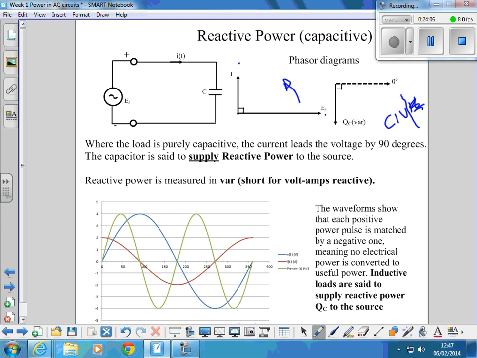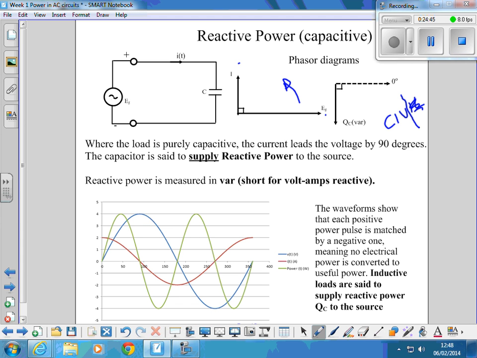Again, this reactive power QC is measured in var, short for volt amps reactive. It's got the same units as the inductive one. And overall, when we look at whole circuits, we're going to be interested in the difference between those two. So you're going to have a positive reactive power for inductance, and if you've got capacitance as well, a negative reactive power, and the overall reactive power in that circuit is going to be the difference between the two. But more about that later, possibly next week.